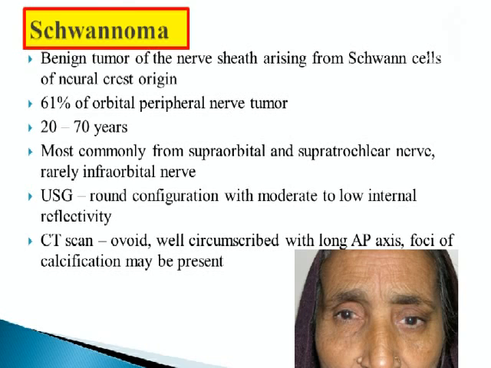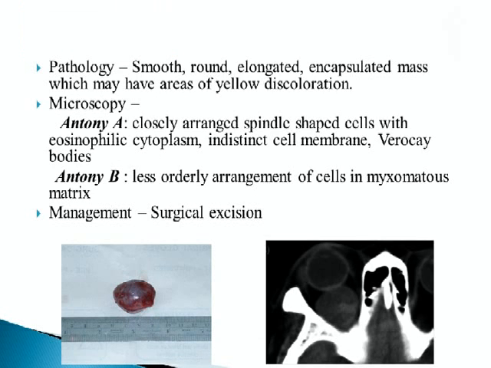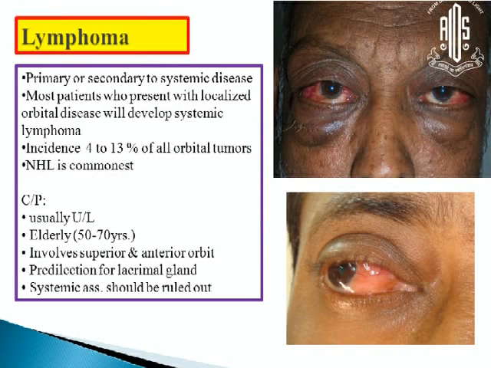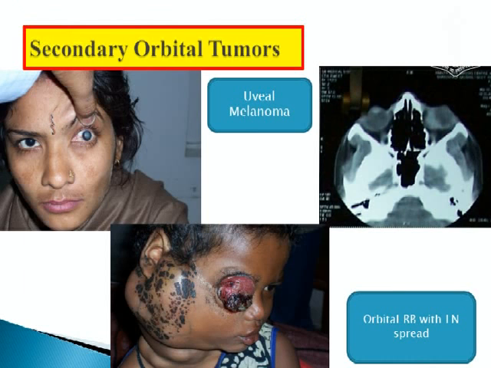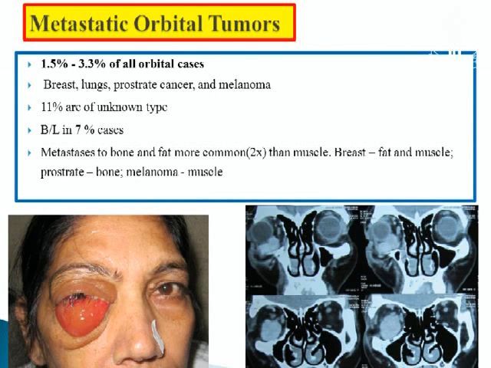Schwannoma again is quite well demarcated. On USG it will have a round configuration, and these can be easily excised in toto. Lymphoma will be the one, either primary or secondary. These kinds of orbital tumors can also be there. And in adults, metastatic orbital tumors will be around the globe and not inside it as in pediatric patients.